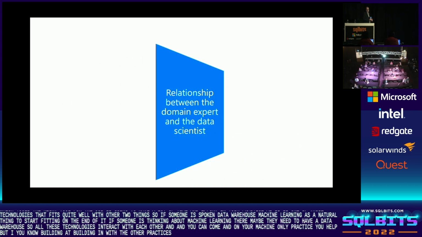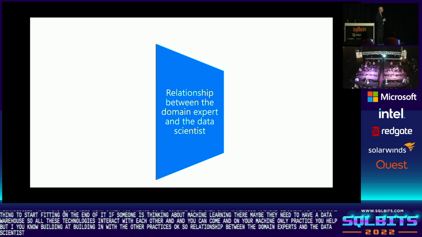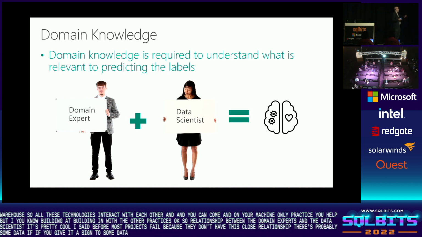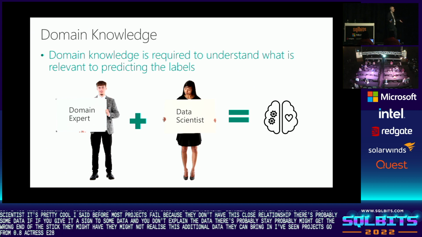Okay, so the relationship between the domain experts and the data scientist is pretty key. Like I said before, most projects fail because they don't have this close relationship. If you give a data scientist some data and you don't explain the data, they might get the wrong end of the stick. They might not realize that there's additional data they can bring in. I've seen projects go from 0.8 accuracy to 86% accuracy just by letting the data scientists actually understand what those fields are.